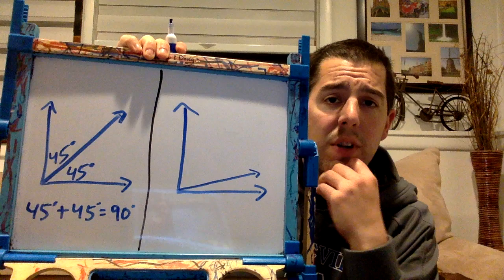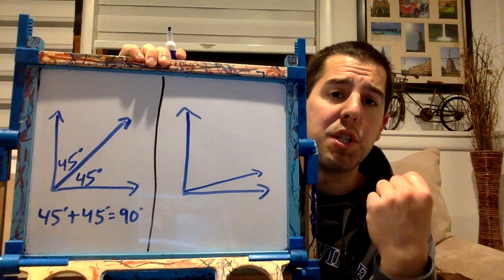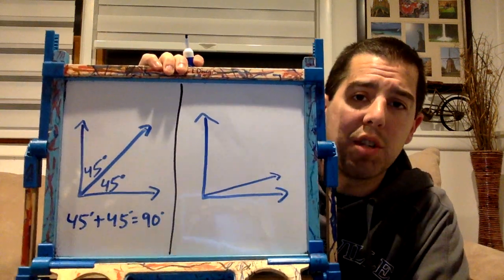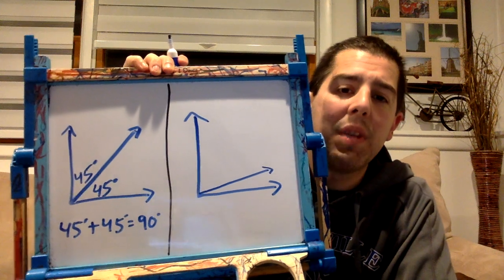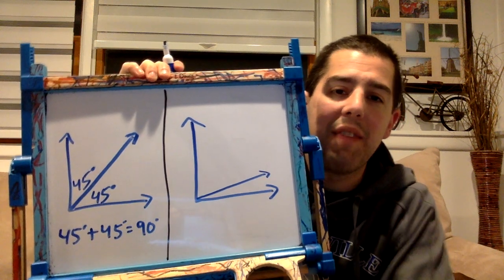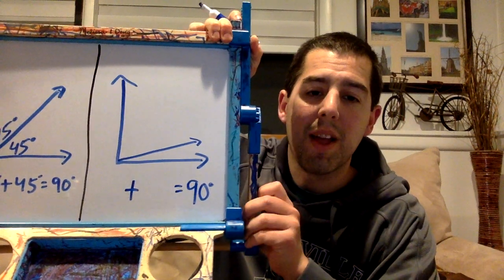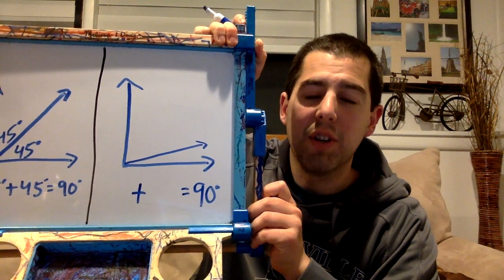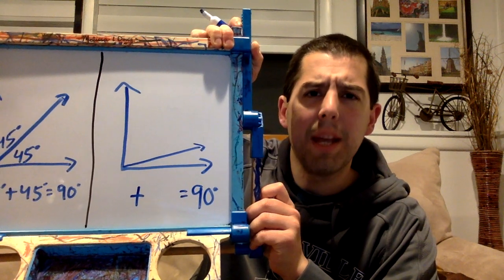Now, what about the other angle? It was 90 degrees also. It's also been split into two complementary angles. I don't know what they are, but I know that if I add them up, they have to equal 90 degrees. So what could they be?